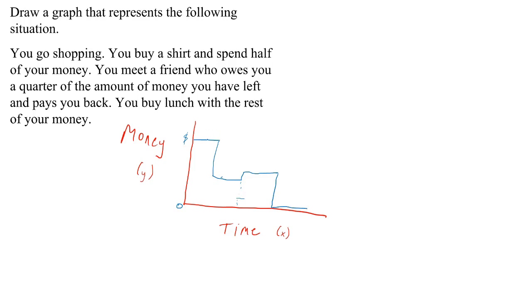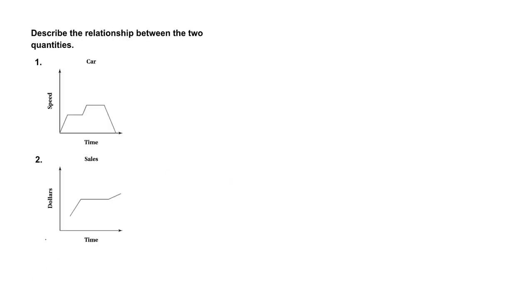And so what this graph shows us is first you had some money. Then you had half of that money. Then you got some more money back, and then you spend all of your money, and you end with $0. So this shows how your money changes in time. Not all graphs are going to be straight lines. There are going to be sections like this. You might have curves. So we'll look at a couple examples.